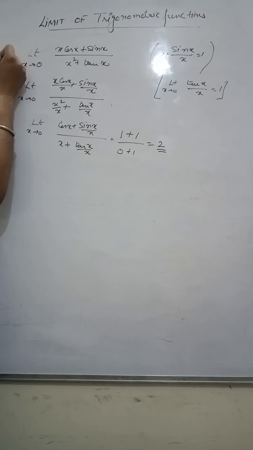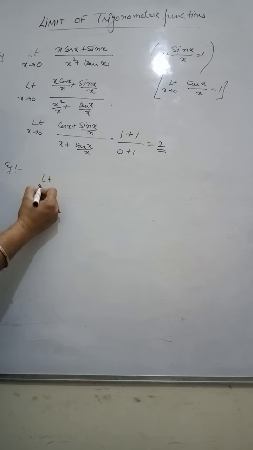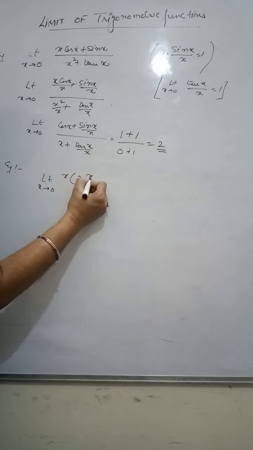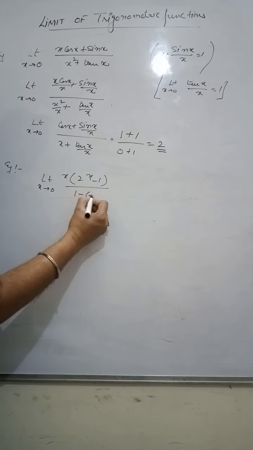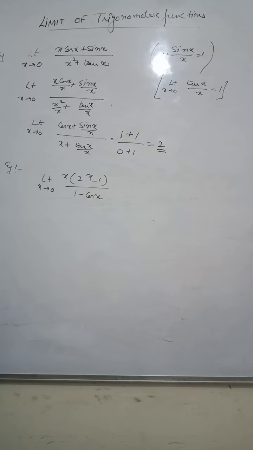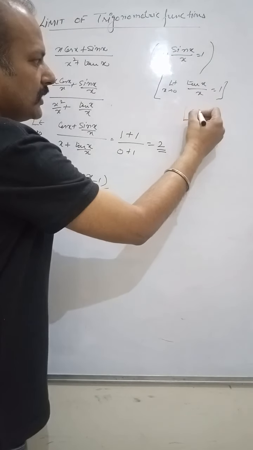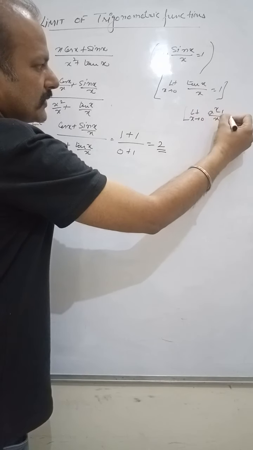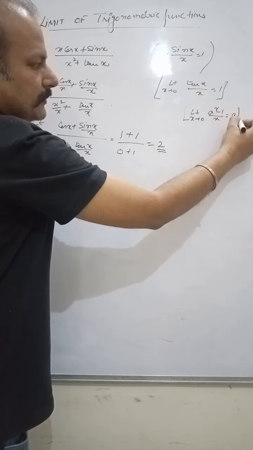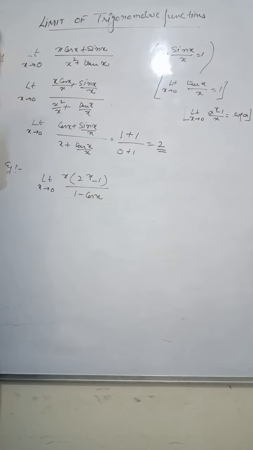One more example. You need to evaluate limit x goes to 0, (2 raised to power x minus 1) divided by (1 minus cos x). Yes, 2 raised to power x minus 1. This resembles a direct formula: (a^x minus 1) upon x, as x goes to 0, is log a. Okay, this is log of a.